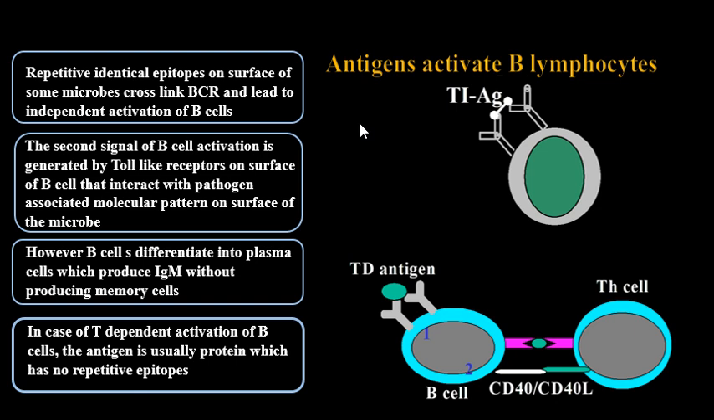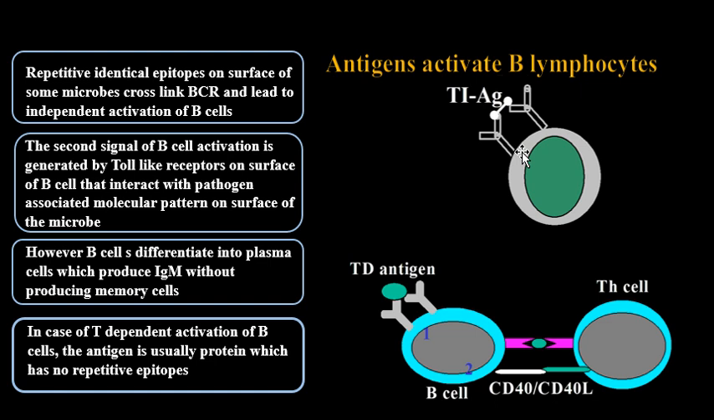Antigens that have the capacity to activate B lymphocytes could be thymus independent antigen or thymus dependent antigen. Thymus independent antigens are composed of repetitive identical epitopes on the surface of some microbes. These thymus independent antigens on the surface of some microbes cross-link the BCR, and this leads to independent activation of B lymphocyte in the absence of T lymphocyte.